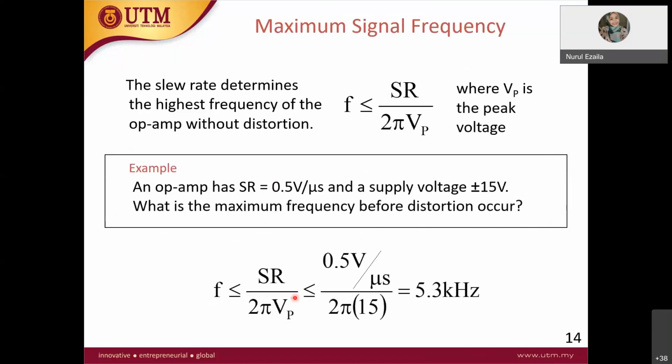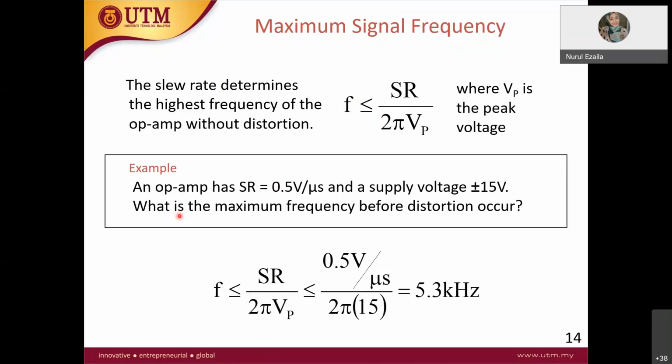So the maximum signal frequency: the slew rate determines the highest frequency of the op-amp without distortion. So the frequency must be less than or equal to the slew rate over 2 pi Vp.